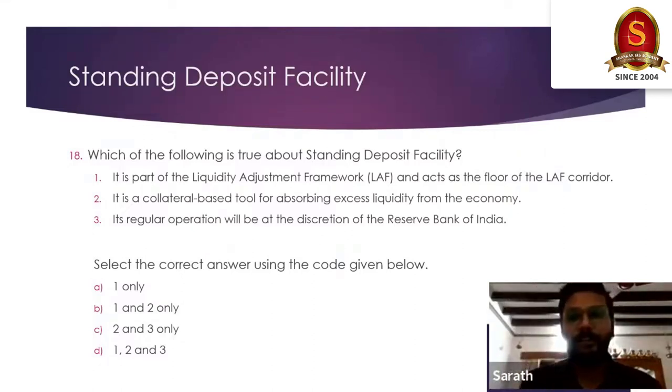Its regular operation will be at the discretion of RBI. Repo rate, reverse repo rate works on the discretion of RBI. Reverse repo rate is not used anymore. MSF, SDF, look at the word standing. Standing means available at all times. RBI doesn't have to explicitly make it available. Both the standing facilities are not at the discretion of RBI. Of course, RBI is the one which introduces it. But once it introduces it, it is available for the banks at any point of time till the RBI makes any change to this. So it's a regular operation, will not be at the discretion of RBI. Banks decide whether to deposit money or not. Only the first statement is correct. Okay. So A, one only.